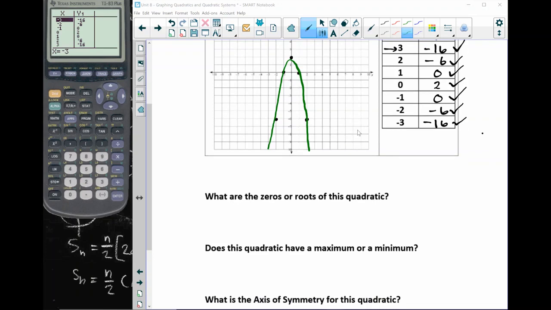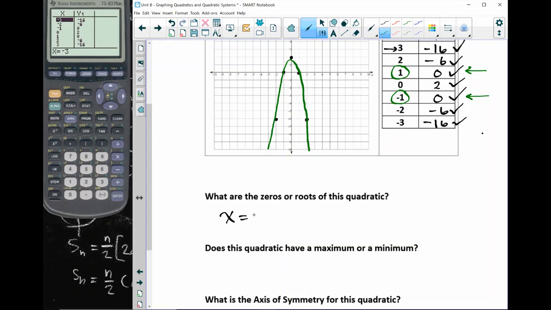So what are the zeros or the roots of this quadratic? Well, I could see inside my graphing calculator table that wherever the y equals 0, there's a root. Okay, and I can even go back over to my table and see wherever the y equals 0, there's a root. So this makes it very simple. All I have to write is x equals this number and x equals that number. So that's what I'm going to write.